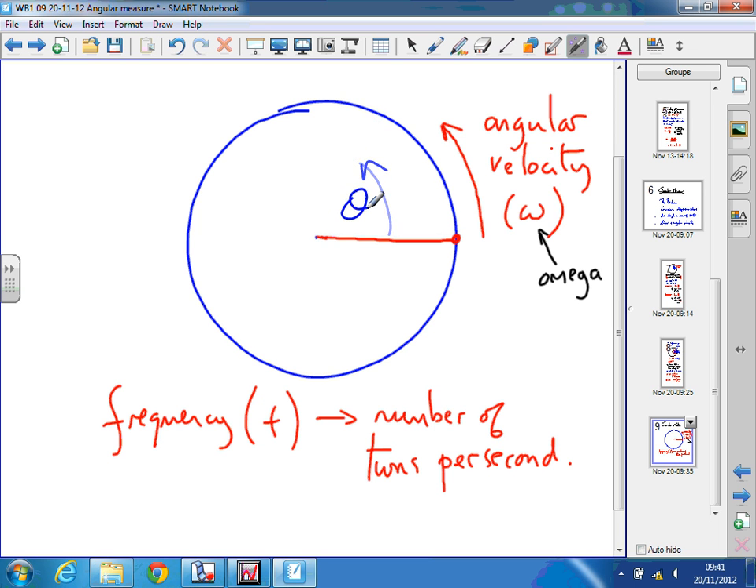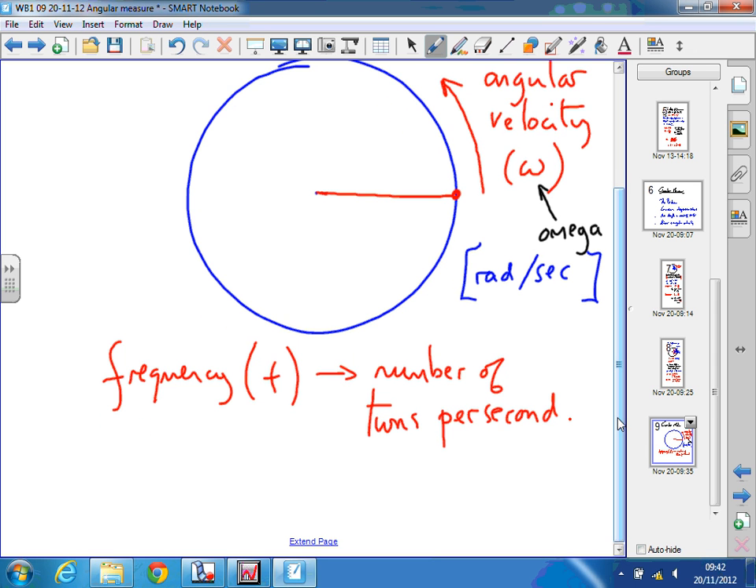So the angular velocity is to do with the rate at which this angle is being swept out. Just like linear velocity is to do with how far you go per second, the angular velocity is how much angle you turn through per second. So it's measured in radians, because that's what we measure the angle in, per second. So that's what we measure angular velocity in. And frequency, number of turns per second, is measured in hertz, Hz, which you've used, I'm sure, already. So we measure frequency as hertz, cycles per second, turns per second, and we measure angular velocity in radians per second.